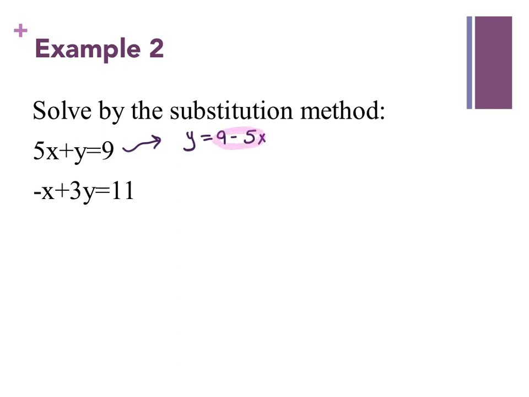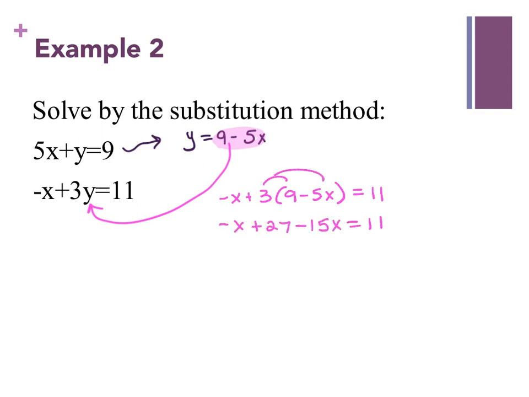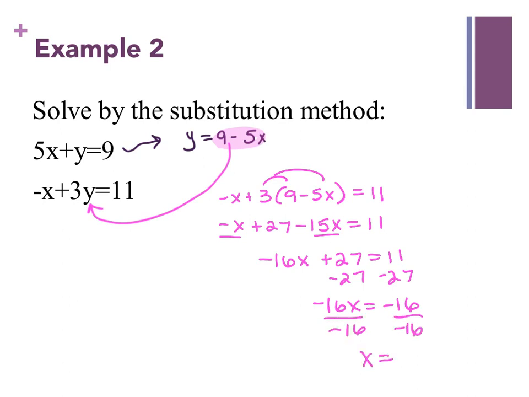Then I'm going to take what y equals in that first equation, and I'm going to plug it into the y in the second equation. And I get negative x plus 3 times (9 minus 5x) equals 11. And then I distribute the 3. Combine my like terms. Subtract the 27. Divide by negative 16. And I get the first answer, which is that x equals 1.